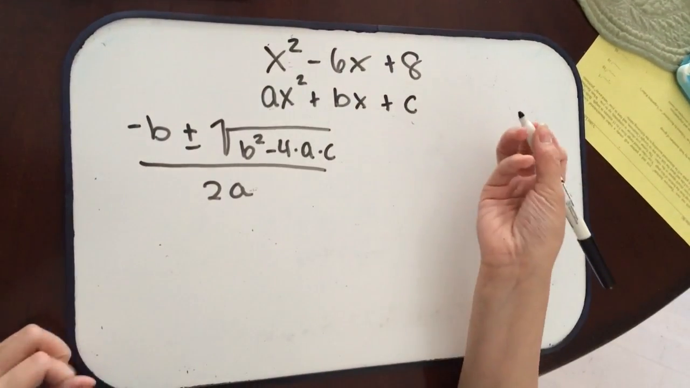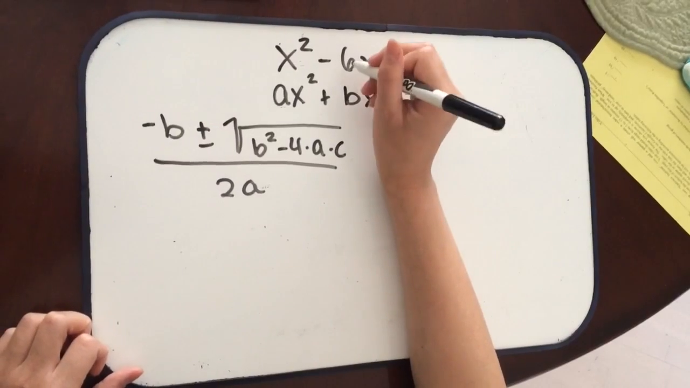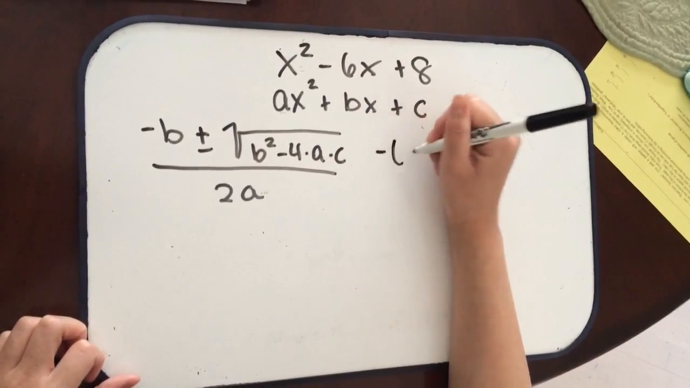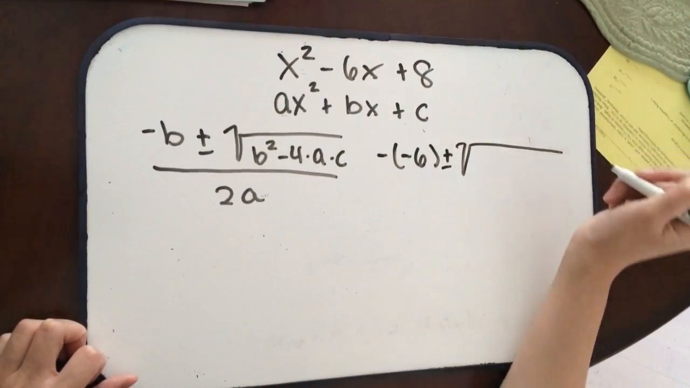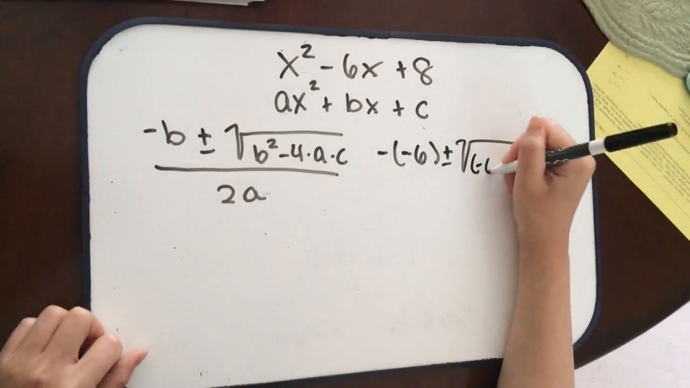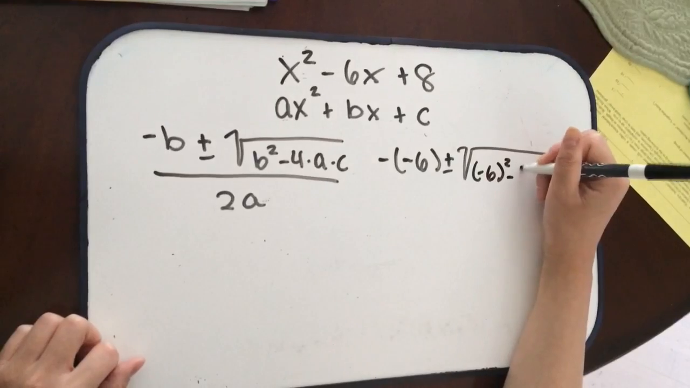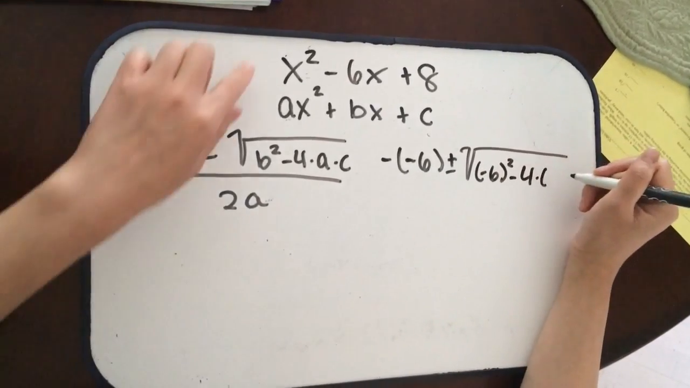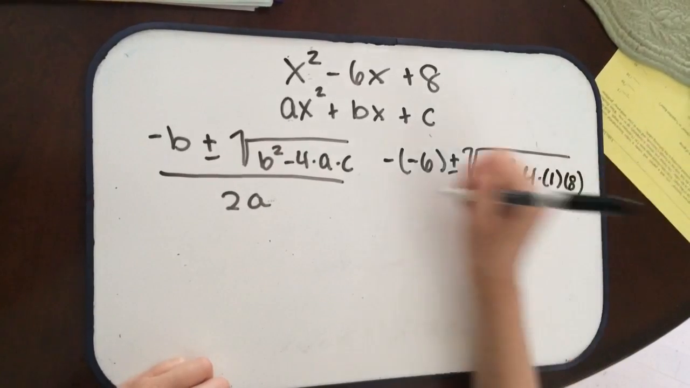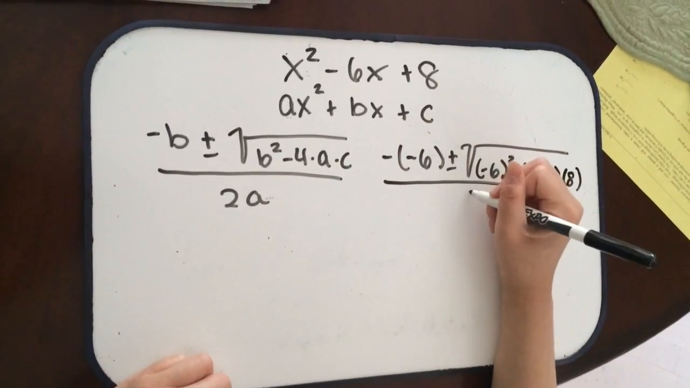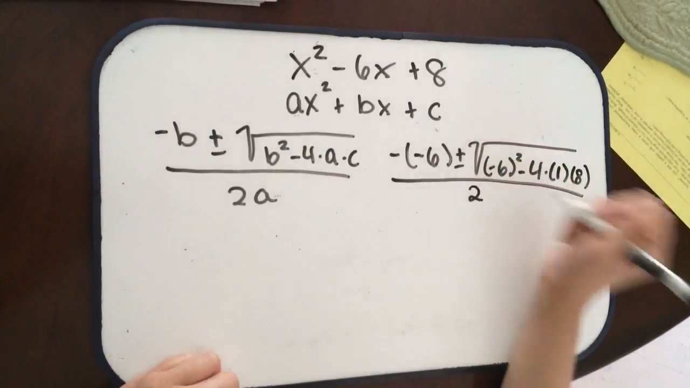When we put all of it into the equation, b is going to be the negative 6, so you have negative of the negative 6 plus or minus the square root of b squared, so negative 6 squared, minus 4 times a, and the coefficient's just 1, times c, which is 8, and that's all going to be over 2a, which is just 2 times 1, so 2.